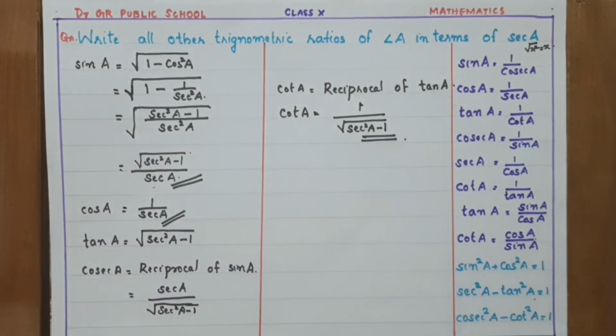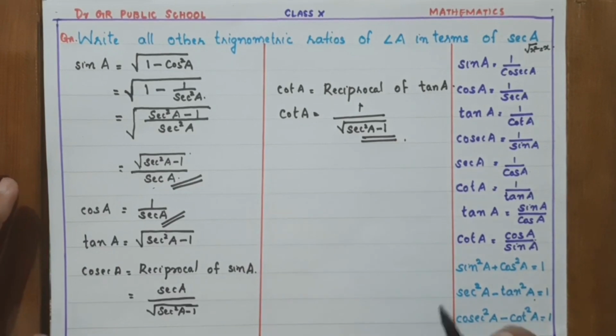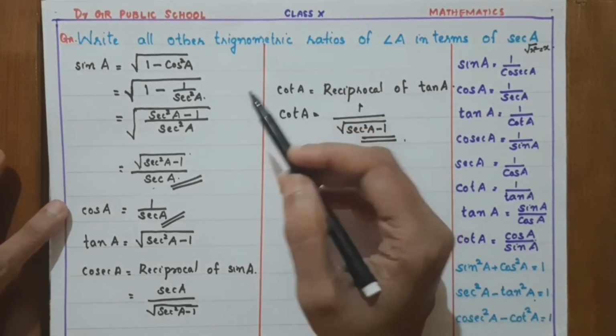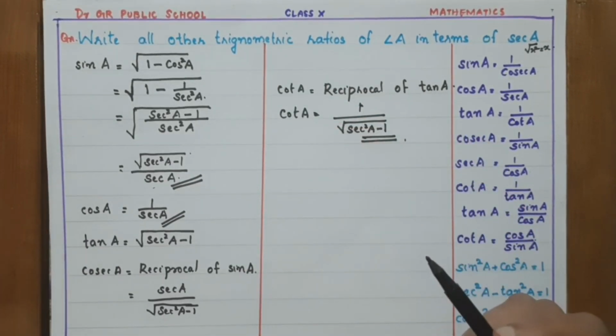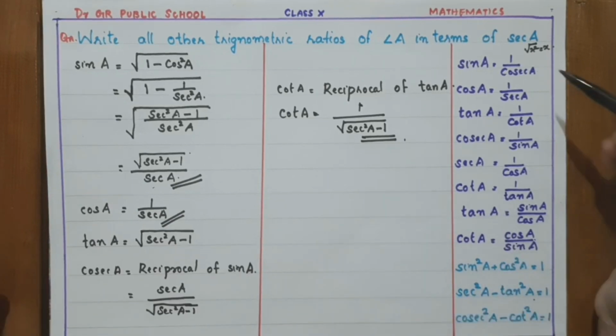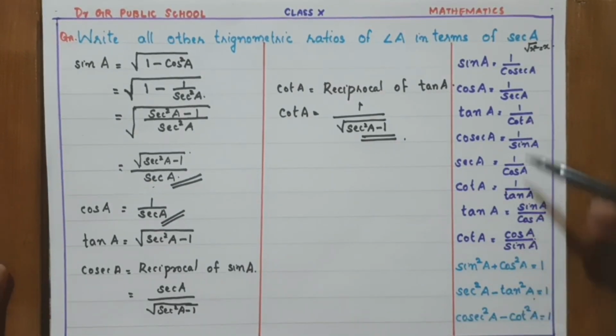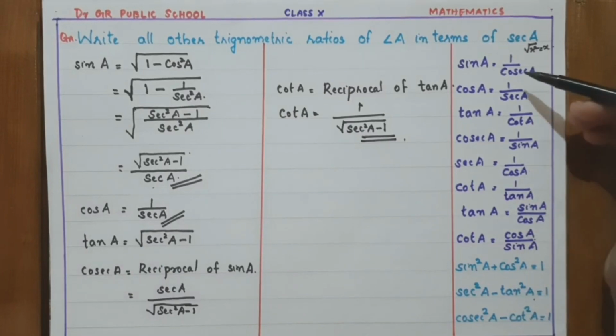Like this, we can convert any trigonometric ratio in terms of another trigonometric ratio. But for that, you have to remember all these relationships. You should know these relationships always. Okay, children?